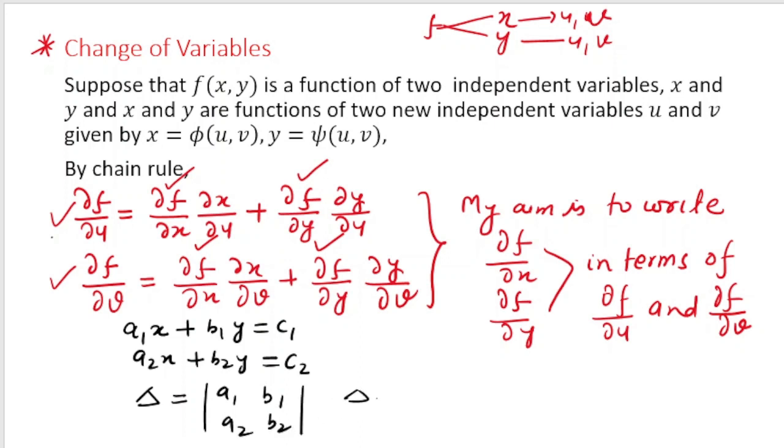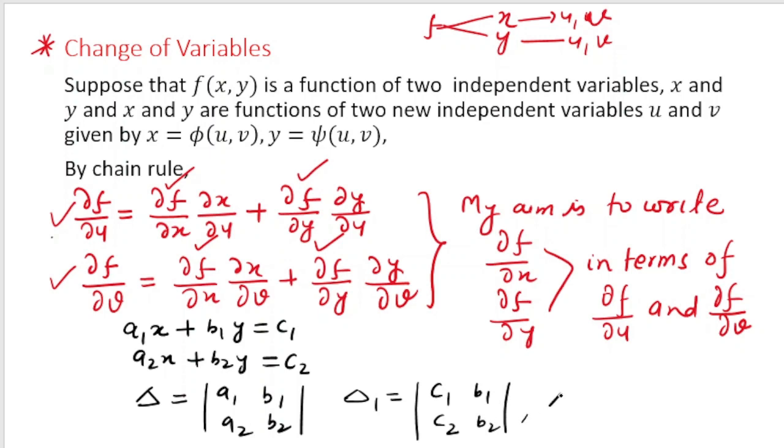Then we calculate something known as delta 1, and I am presuming here, I am not going into the detail, that a solution will exist. I am assuming that the solution is there. Then to get the value of x, first we calculate delta 1. And how do I calculate delta 1? I replace the first column by the right hand side. So the first column becomes c1 c2, and the second column remains the same.